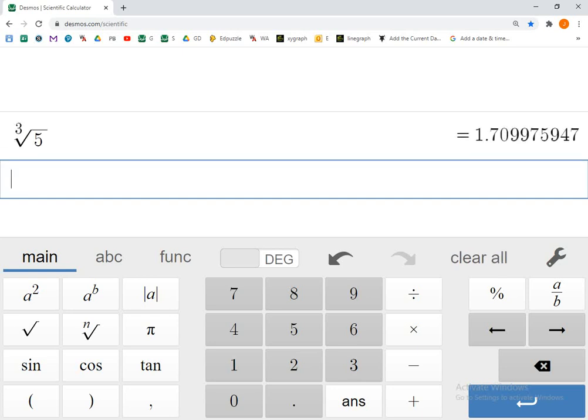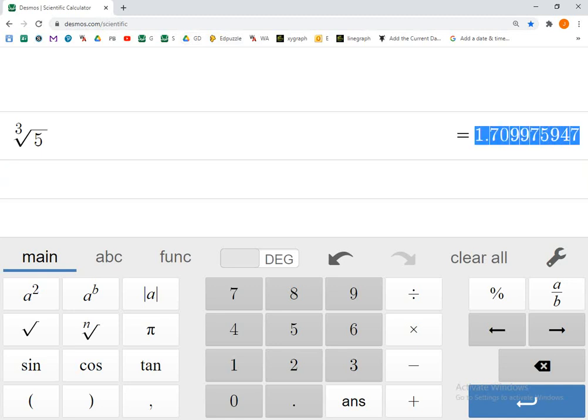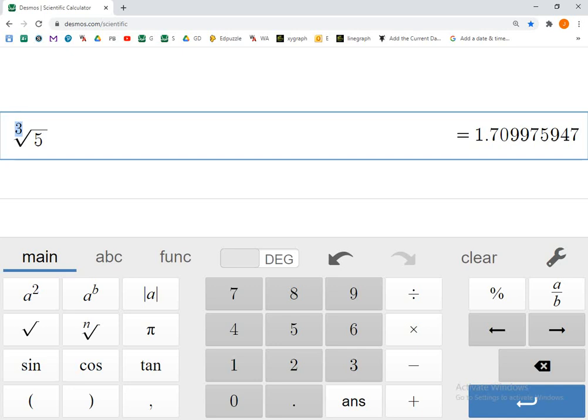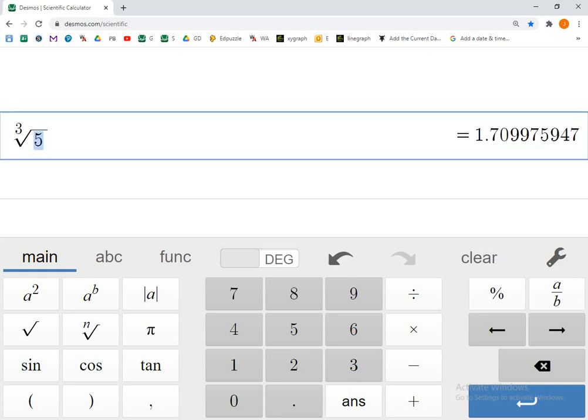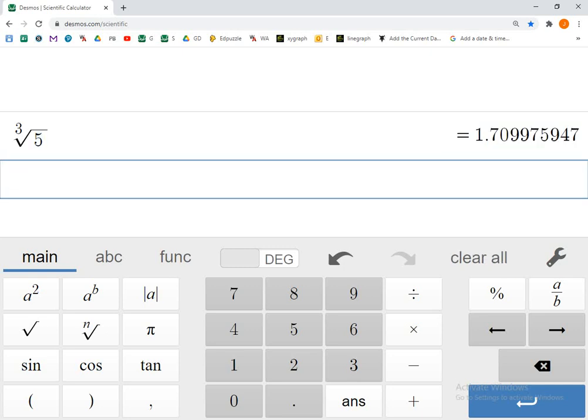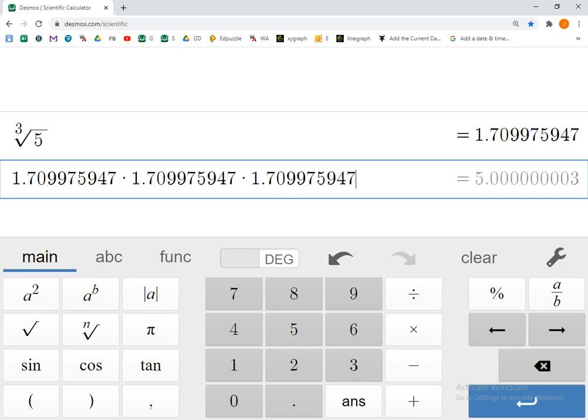But we could have a cube root. Okay, which a cube root is now basically that number out front. We call it an index. But basically it tells you how many times you need to multiply this thing by itself to get that thing. Okay, so I'll take that number, multiply it by itself 3 times. And because of rounding error, we don't get exactly 5, but hopefully that convinces you that that would be 5.